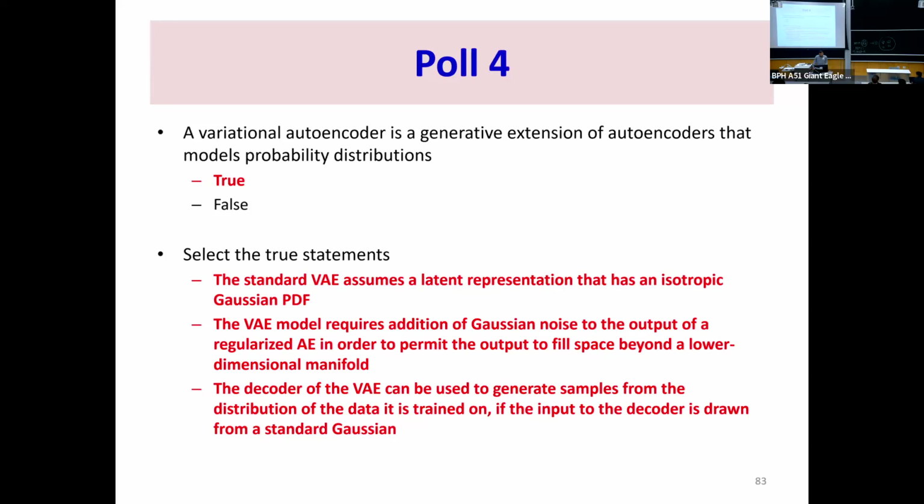So you use that noise to get the right manifold and get the right distribution on the manifold. Otherwise, it provides us greater control. Now, the VAE model requires addition of Gaussian noise to the output of the regularized AE to permit the output to fill space beyond the lower dimensional manifold. And this becomes particularly important if you get the wrong dimensionality of the manifold. And the decoder can be used to generate samples from the distribution of the data it's trained on if the input to it is drawn from a standard Gaussian.